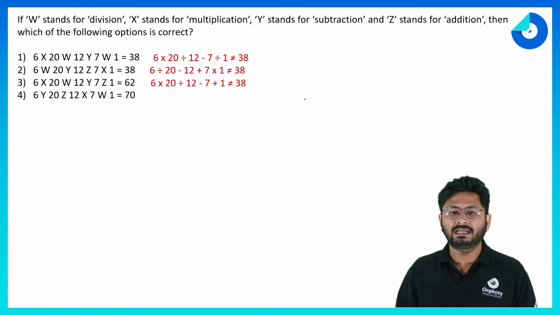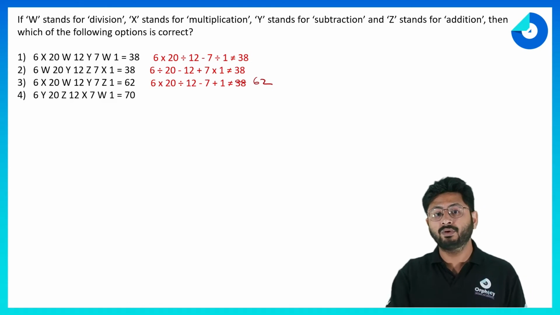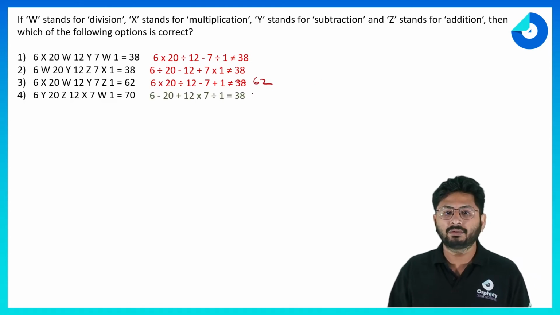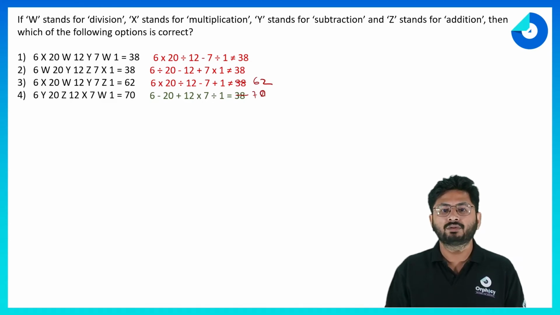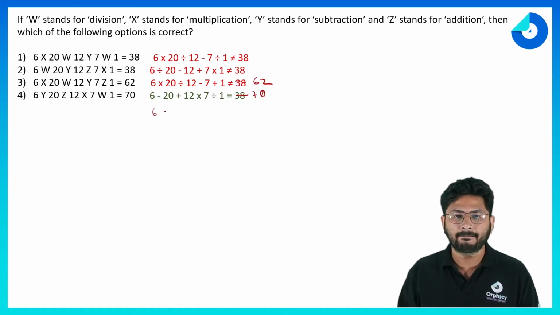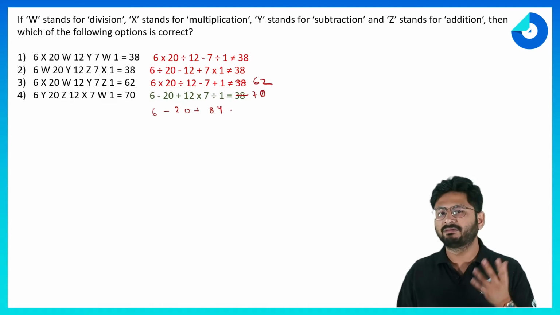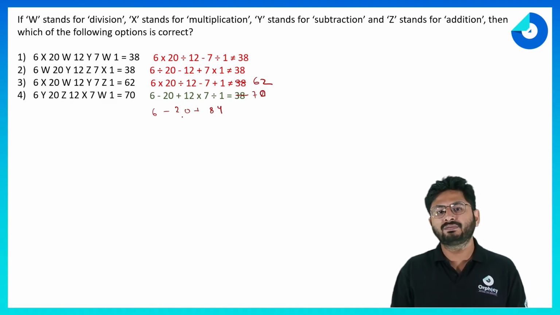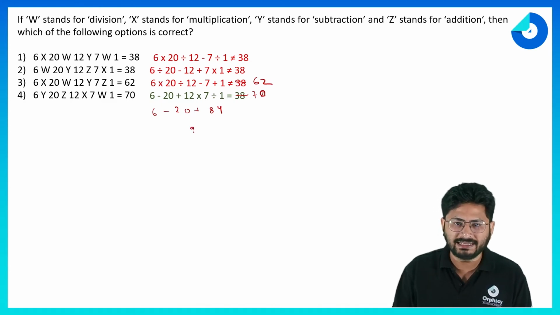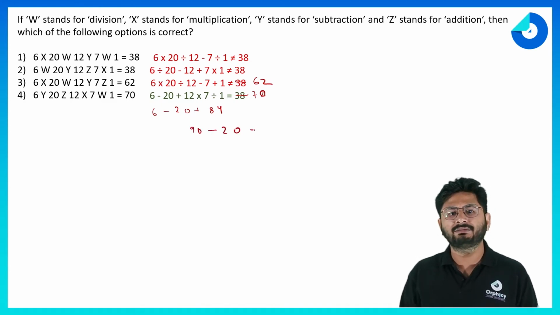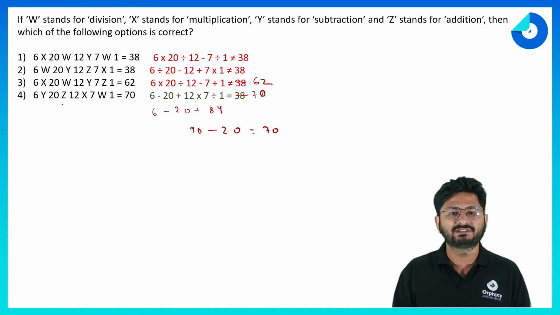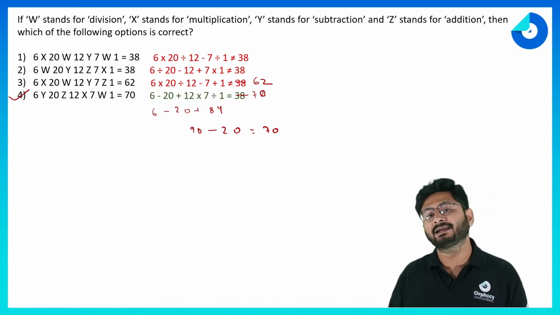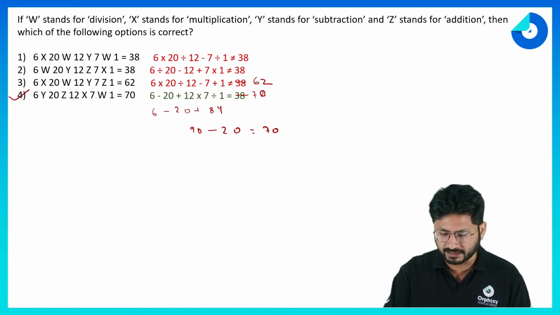In the third one, it is not equal to 62, I would say. But the fourth one is equal to 70. If I check the fourth one, in the fourth one 6 minus 20 plus 12 times 7, that is 84, divided by 1 is basically 84. So 84 plus 6 is equal to 90, minus 20 which is equal to 70, and I would say that option 4 should be the correct answer, the only correct answer in this one.